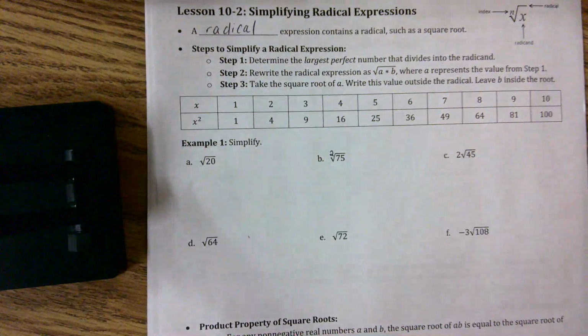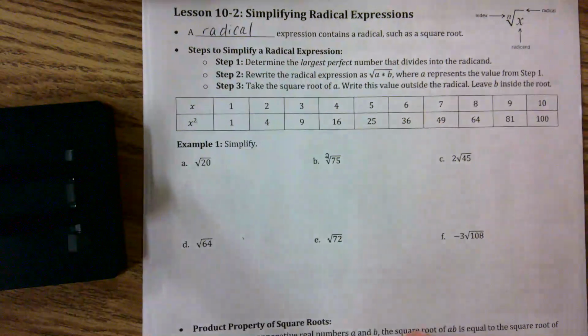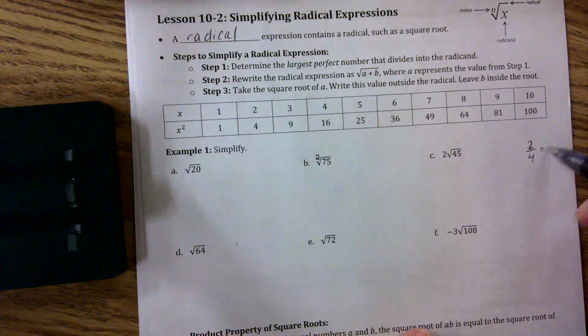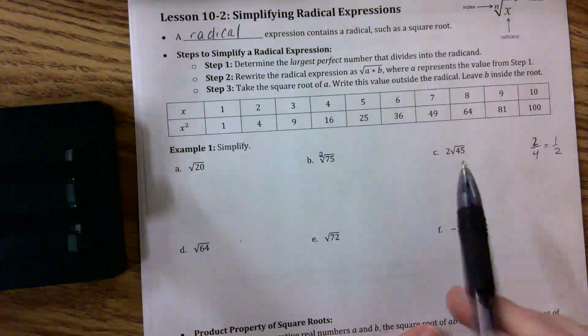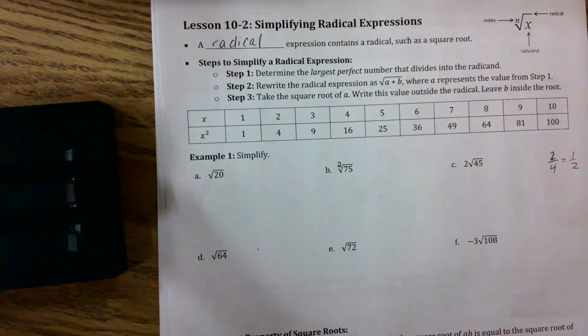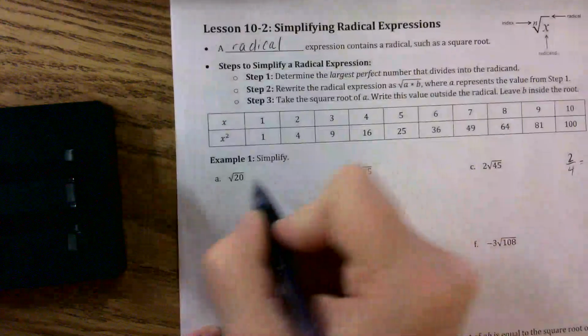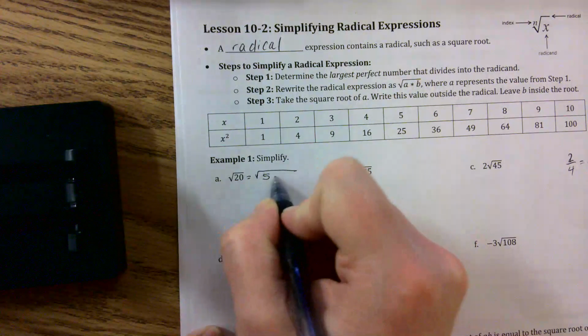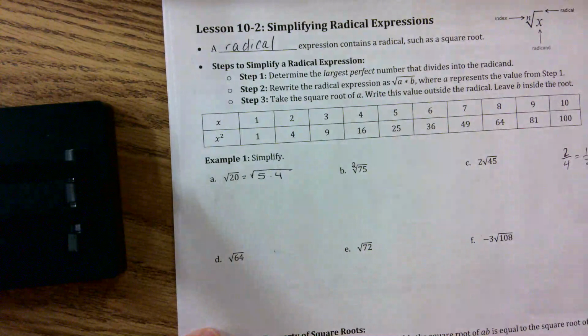So we're going to simplify these. Just like it's not okay to leave 2/4 on your paper, you would write it as 1/2, it's not okay to leave these unsimplified as well. Step 1, determine the largest perfect square that divides into the radicand. Step 2, write the radicand as a times b, where a represents the value from step 1. Step 3, take the square root of a. So for example, they're saying break down the square root of 20 as the square root of 5 times 4.